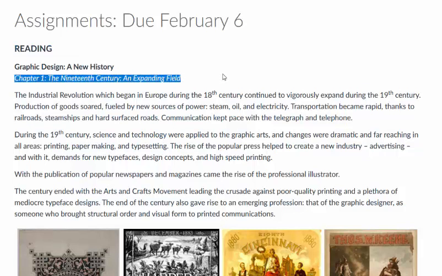Now, during the 19th century, science and technology were applied to the graphic arts, and changes were dramatic and far-reaching in areas such as printing, papermaking, and typesetting. And the rise of the popular press helped to create a new industry, advertising, and with it, demands for new typefaces, design concepts, and high-speed printing. The end of the century also gave rise to an emerging profession, that of the graphic designer, as someone who brought structural order and visual form to printed communications.